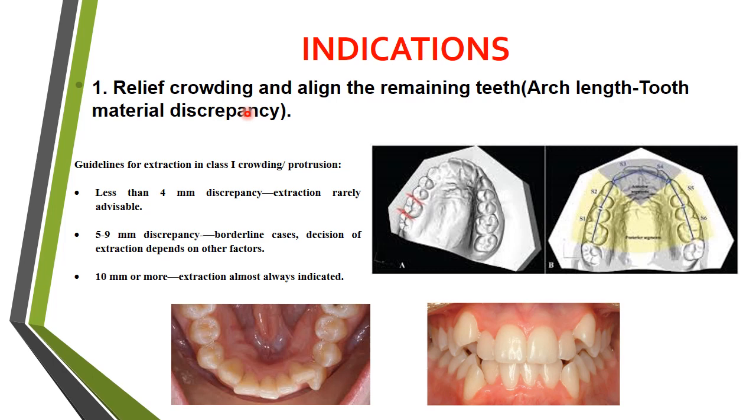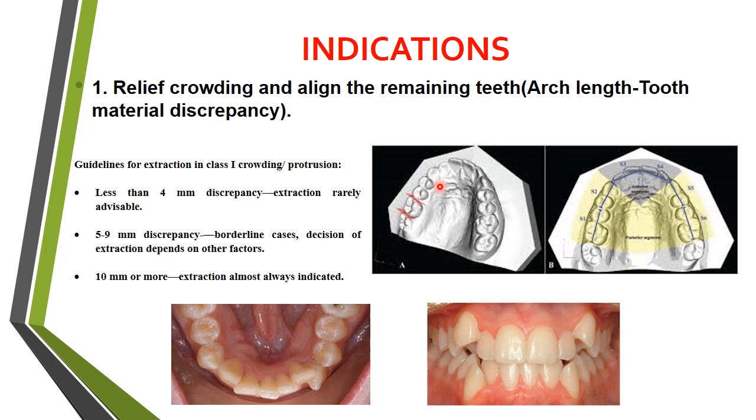Now, what are the general indications for extraction? The first indication is the relieving of crowding and the alignment of the remaining teeth. In those cases when we have an arch length tooth material discrepancy, normally there should be a harmony between the size of the dentition and the size of the dental arch. The size of the dentition and the size of the basal part of the arch is genetically determined, but in some cases, the dentition is too large to fit within the dental arch without irregularity. So in those cases, it will be necessary to reduce the dentition size by extracting certain teeth so that we can align the other teeth.